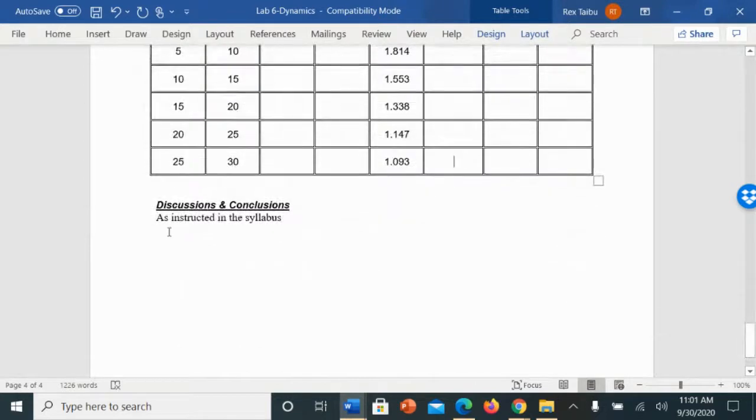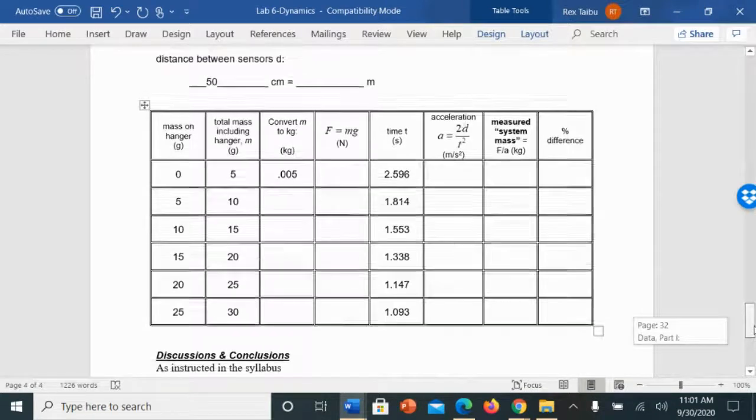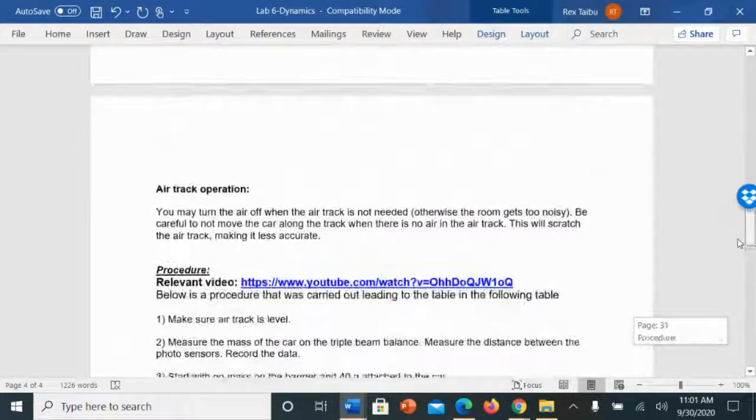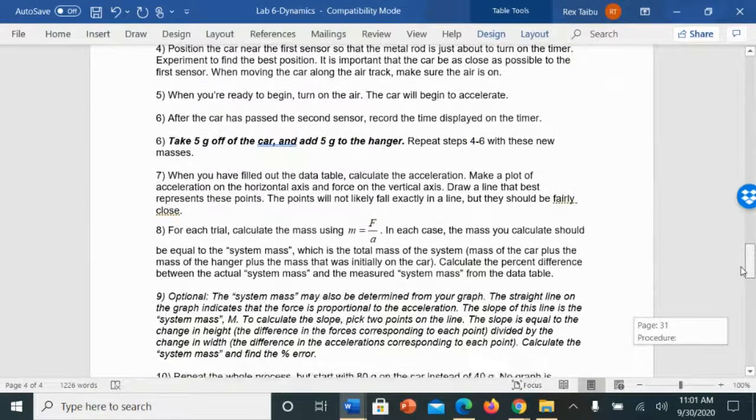All right, and then you just follow your syllabus to discuss the kind of errors you get here. What kind of errors do you get? Are they too much? Are they too small? And what contributed to the percentage difference? What could have gone wrong? Think about the formula we are using. Think about the air track. We assume that it has no friction, but it doesn't take all the friction out.